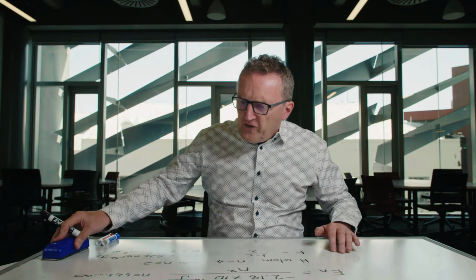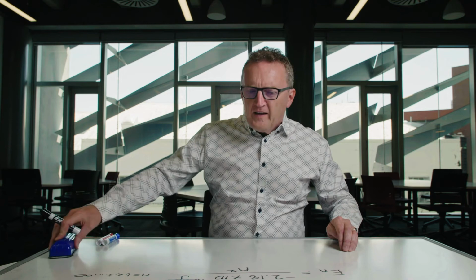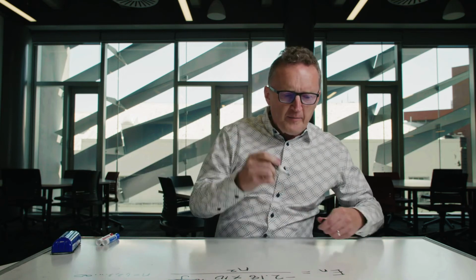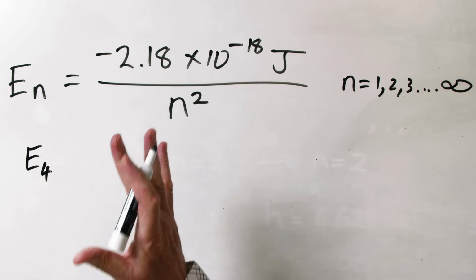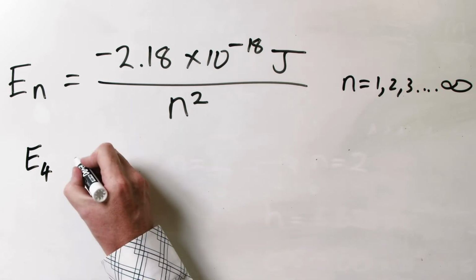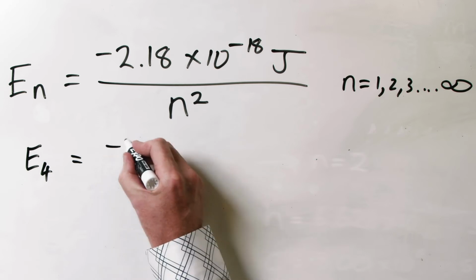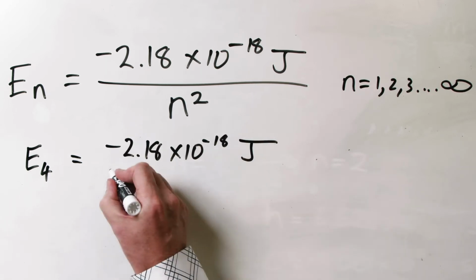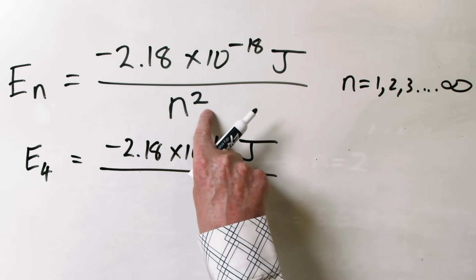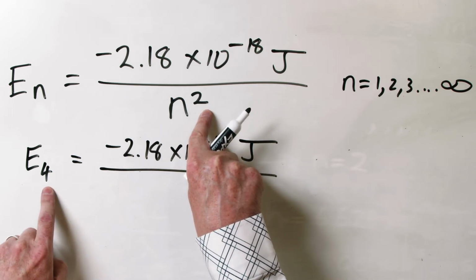So the first thing that we're going to do is to calculate both E4, the energy of the fourth level, and E2. So E4 is going to be -2.18 × 10^-18 joules over n squared. n, remember, is this number here, 4.